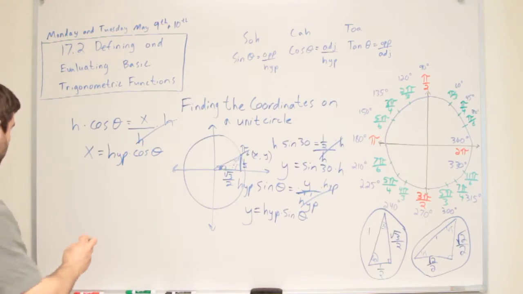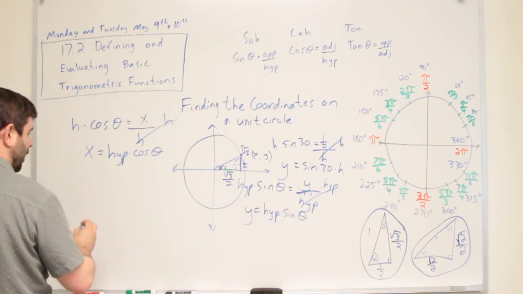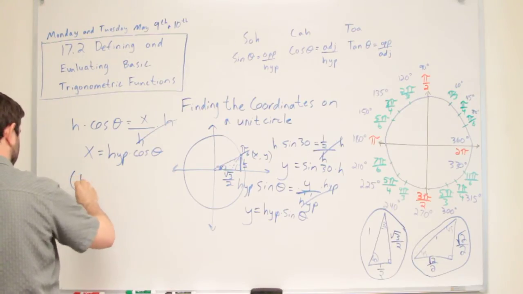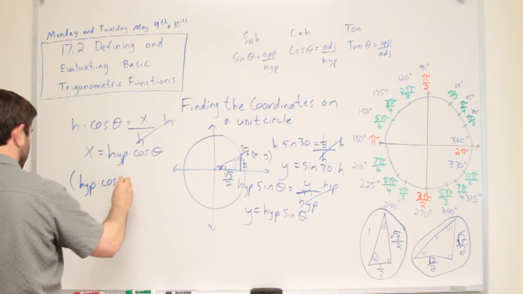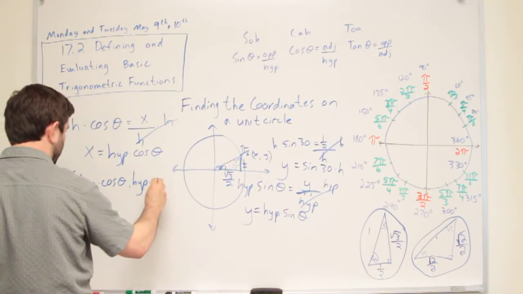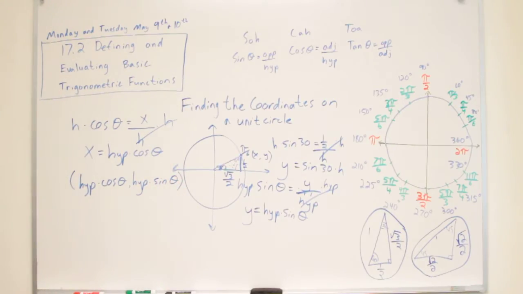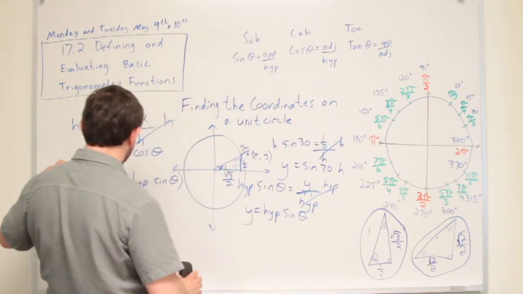So to find the coordinates of a point right here, in terms of our angle and our radius, x is the hypotenuse times cos theta, and the y is the hypotenuse times sine theta. So this is our guide for finding the coordinates of any point on the unit circle. Okay, so let's jump into our story problem now that we have this down.